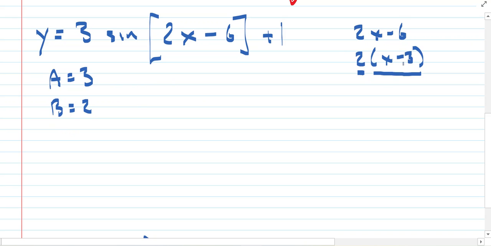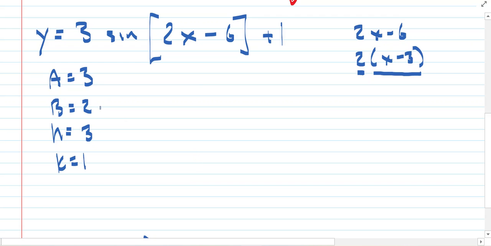This also then tells us the horizontal phase shift. H is equal to 3. Now be careful, it's not minus 3, because the formula says that it's x minus the h value. So in this case, it's x minus 3. And then of course, K is equal to 1.